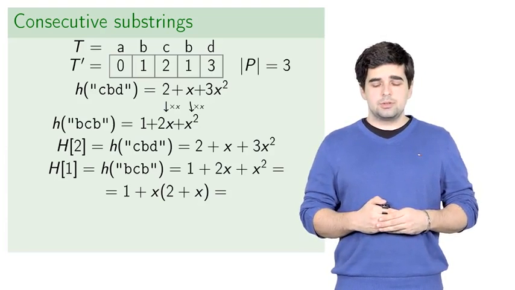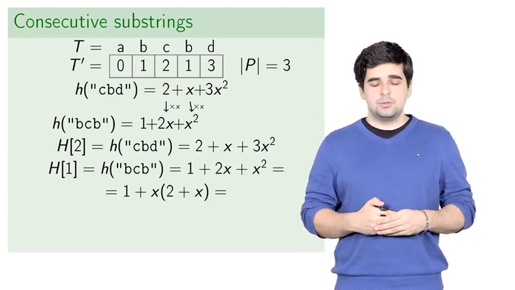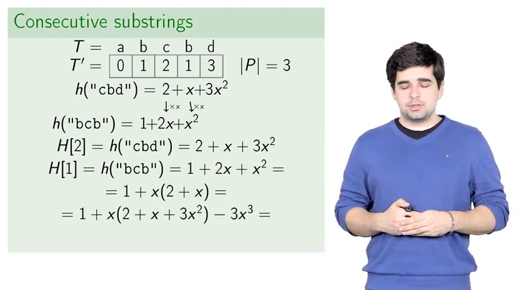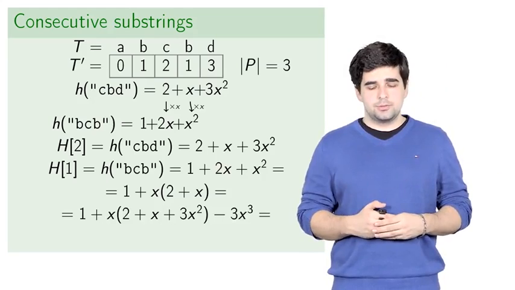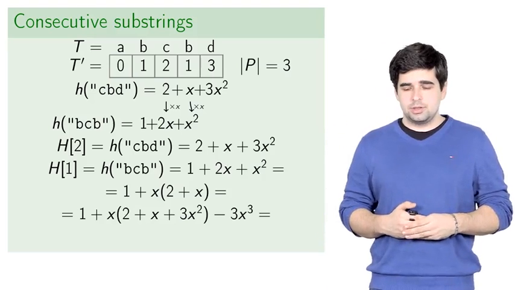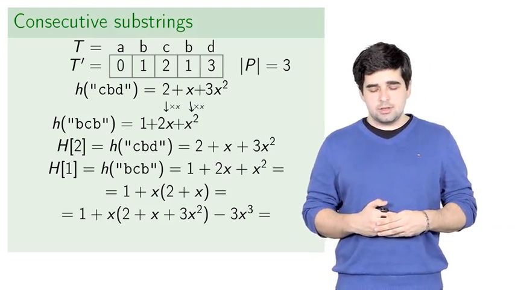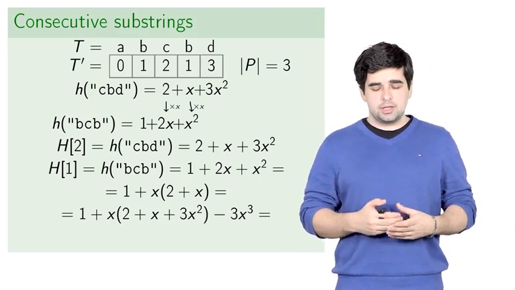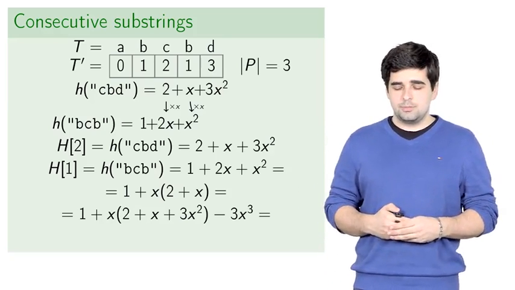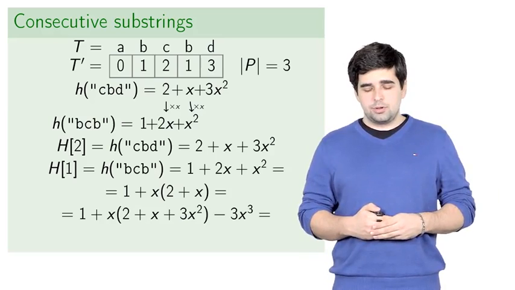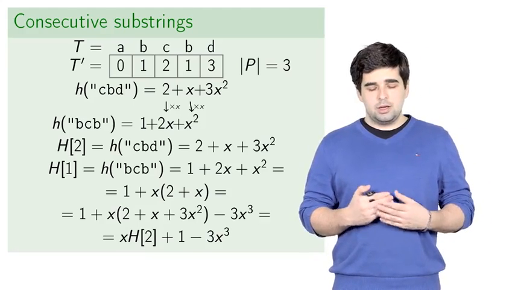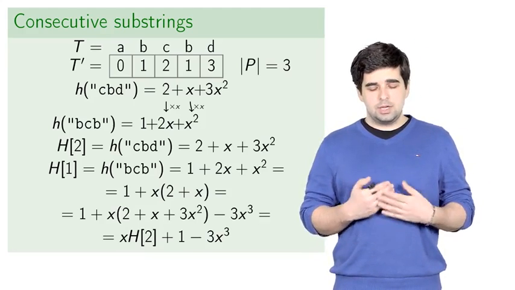Now we don't want to use just the first two terms for CBD, we want to use the whole CBD. So we write this as following: 1 plus x multiplied by the whole expression for CBD. But now we need to subtract something to make the equality true. And that something is the last term, x multiplied by 3x squared, which is the same as 3x cubed. So we subtract 3x cubed. Now we regroup the summands and we write this as equal to x multiplied by the hash value for CBD, which is big H of 2.